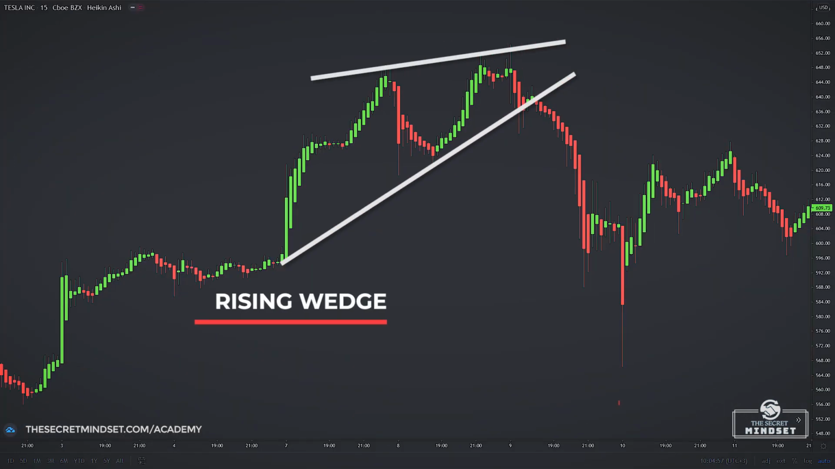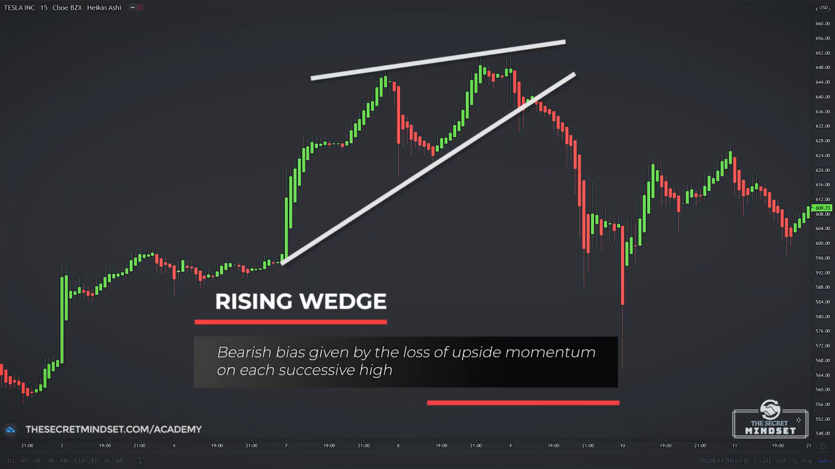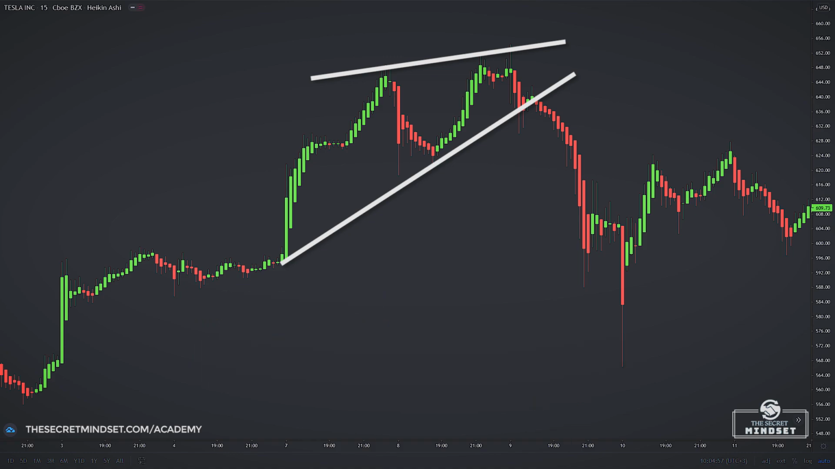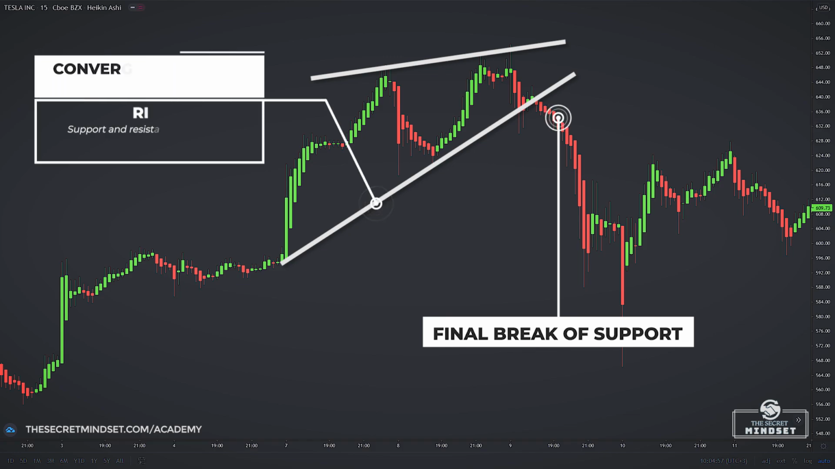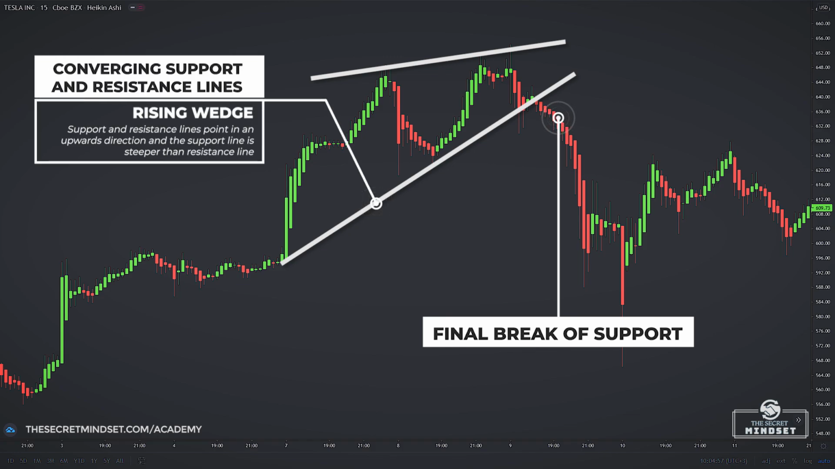The rising wedge can be one of the most difficult patterns to accurately recognize and trade. While it's a consolidation formation, the loss of upside momentum on each successive high gives the pattern its bearish bias. However, the series of higher highs and higher lows keep the trend mainly bullish. What we need to identify is the final break of support. Also, the rising wedge chart pattern forms when price consolidates between two converging support and resistance lines. In this case, the support and resistance lines both have to point in an upward direction, and the support line has to be steeper than the resistance line.